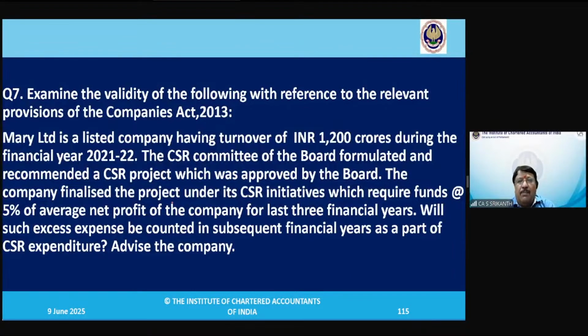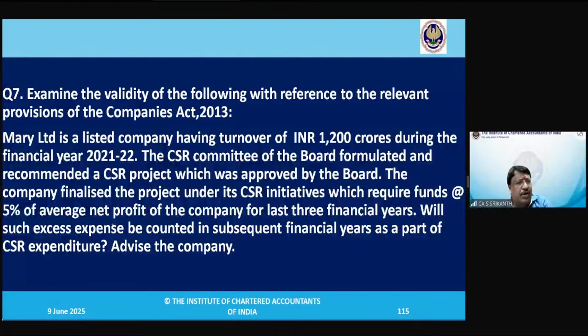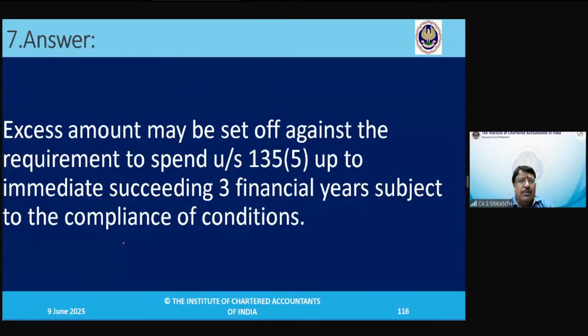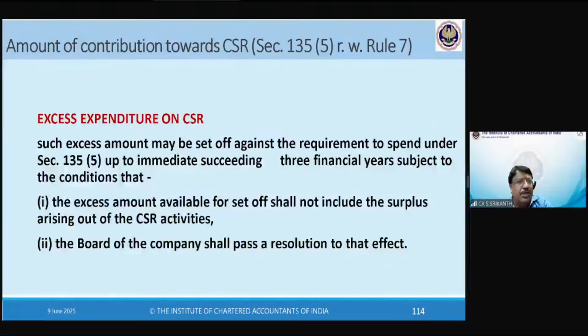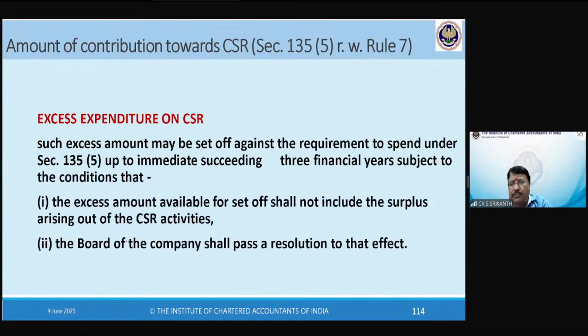Okay. So Mayre Limited is a listed company having a turnover of 1,200 crores during the financial year 21-22. They formed a CSR committee and recommended the CSR project. The company finalized the CSR project, which required funds at 5% of average net profit for at least 3 financial years. Will such excess be counted in subsequent financial years? Yes. You just have to answer this, that's all. The answer is just this slide. You have to write it, that's all. 2 or 3 marks straight away. So the excess amount may be set off to the immediate succeeding 3 financial years, subject to the conditions which are mentioned here. That's all. This slide.